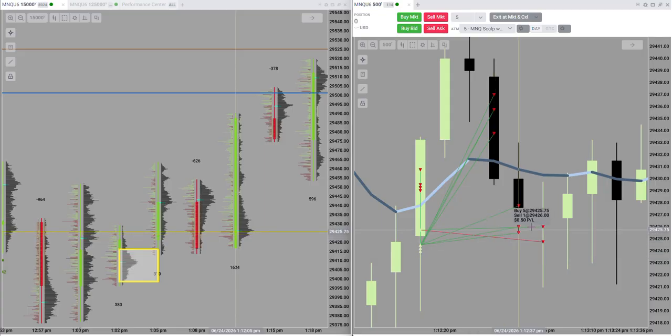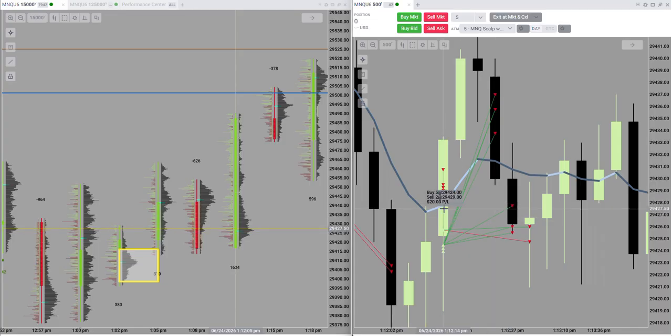How long did this trade take? I was in at 1:12-ish and 14 seconds. I was out at 1:12-ish and 46 seconds. And this was hundreds of dollars. I mean, this was a totally dope trade. So yeah, I was at plus 1237.